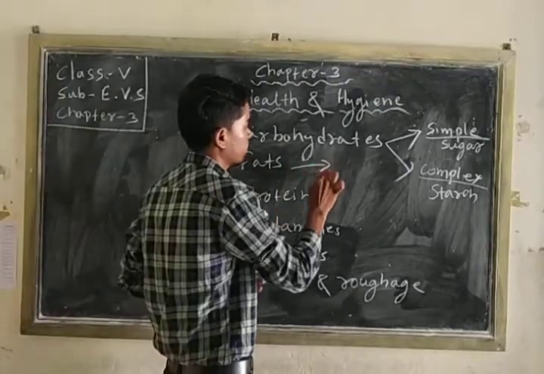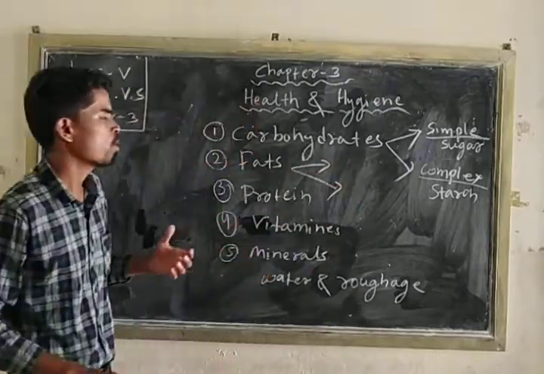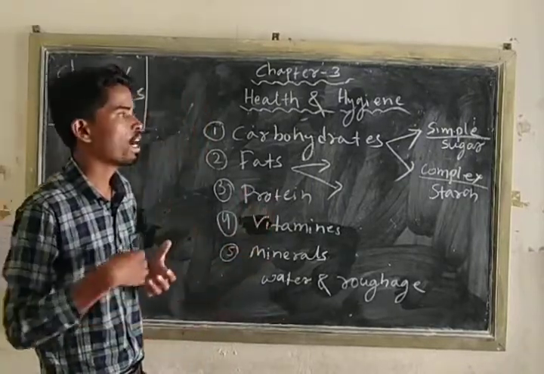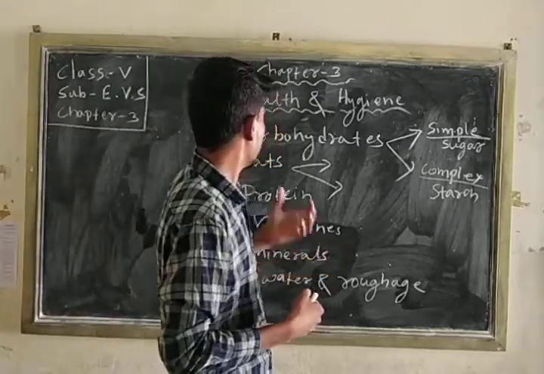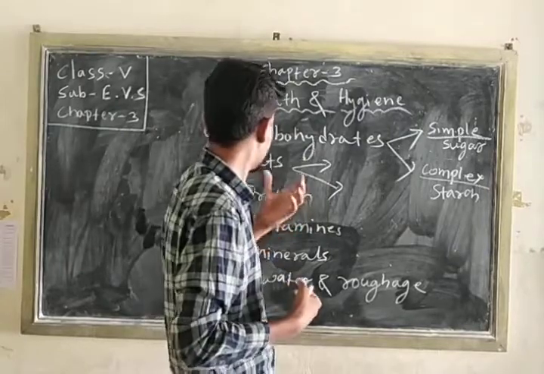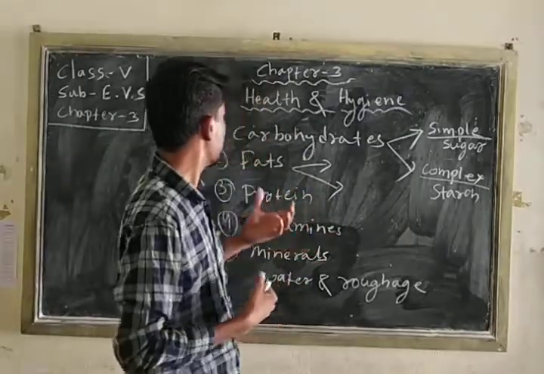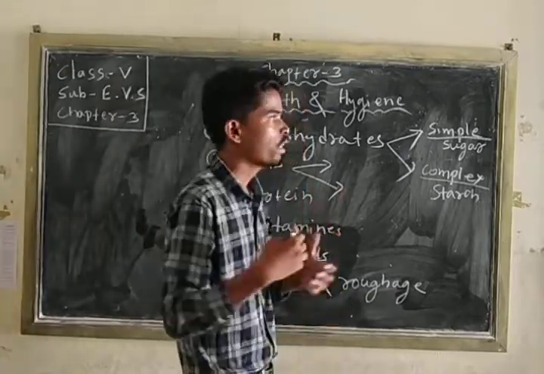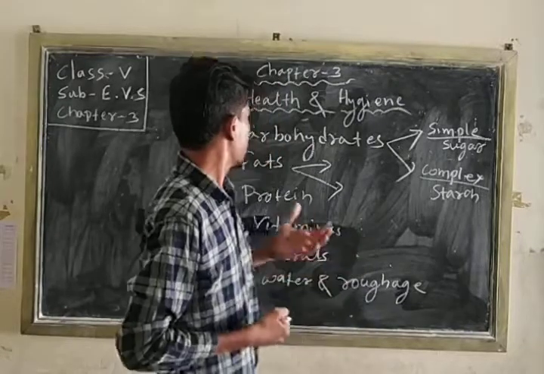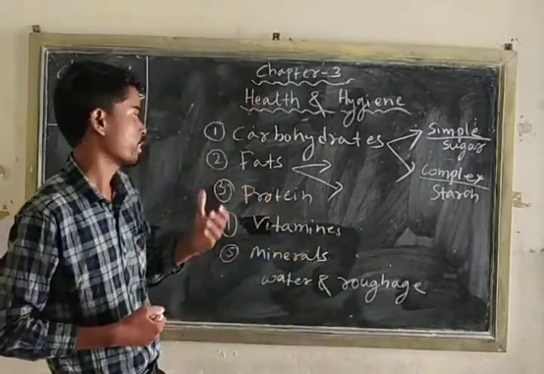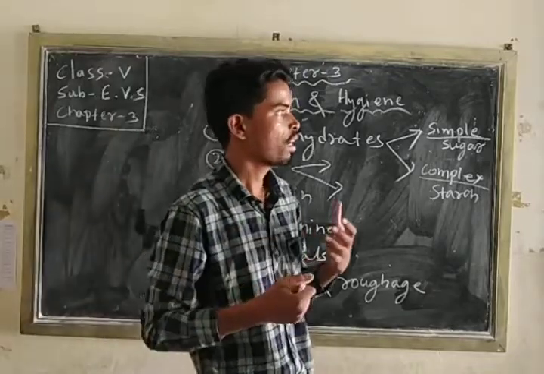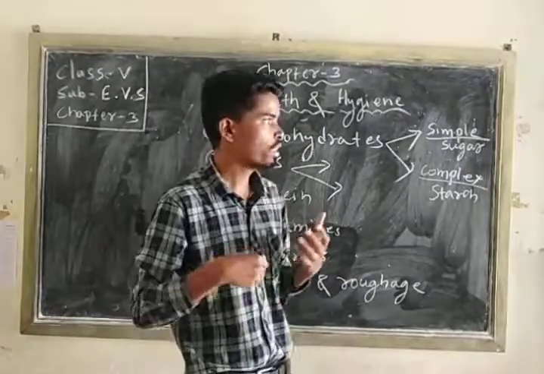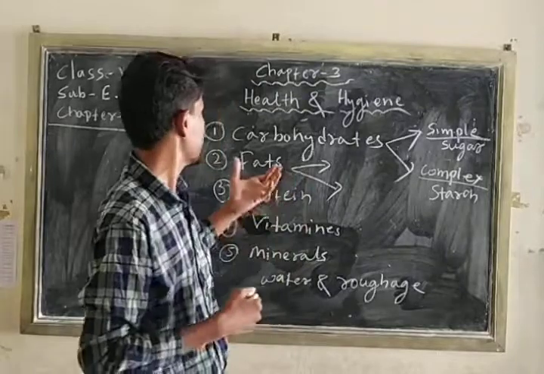So what are fats? Fats also provide us energy, and they are mainly oily substances. They provide us energy and protection, meaning some fats present in our body protect the other organs. The sources of fat are mainly oily substances like mustard oil, coconut oil and all such oils. That is fats.